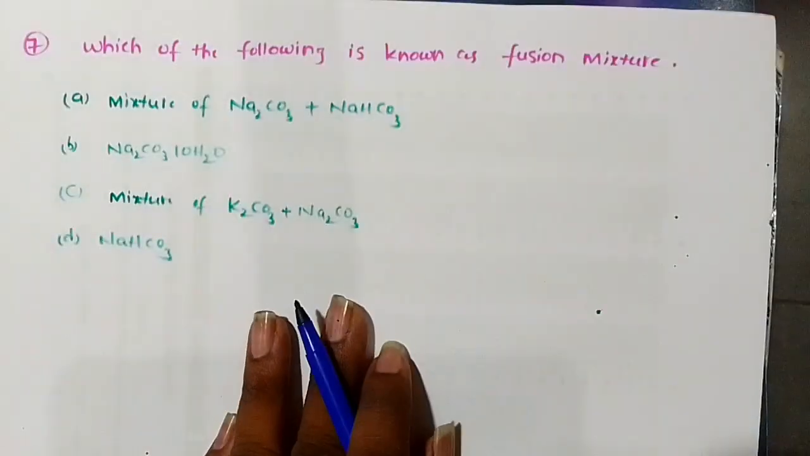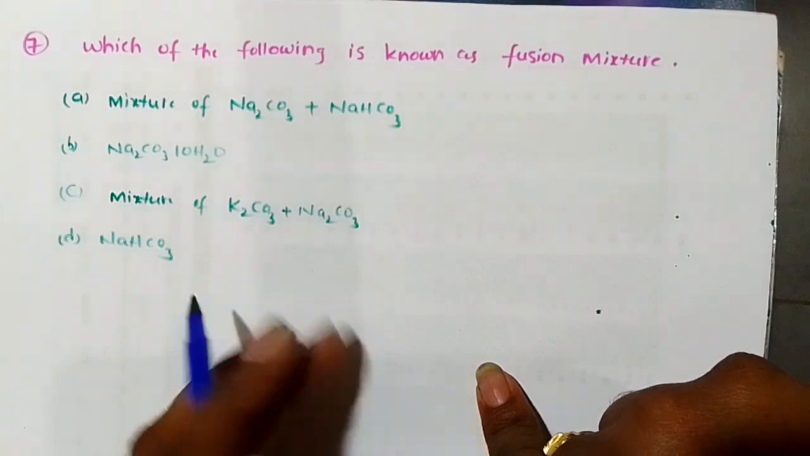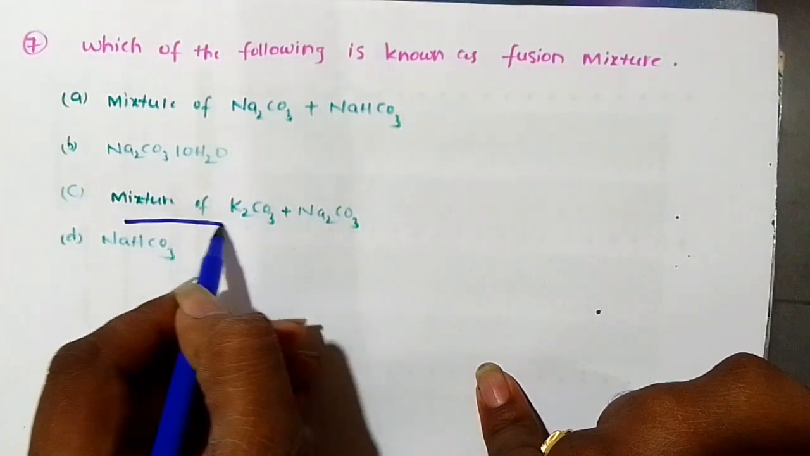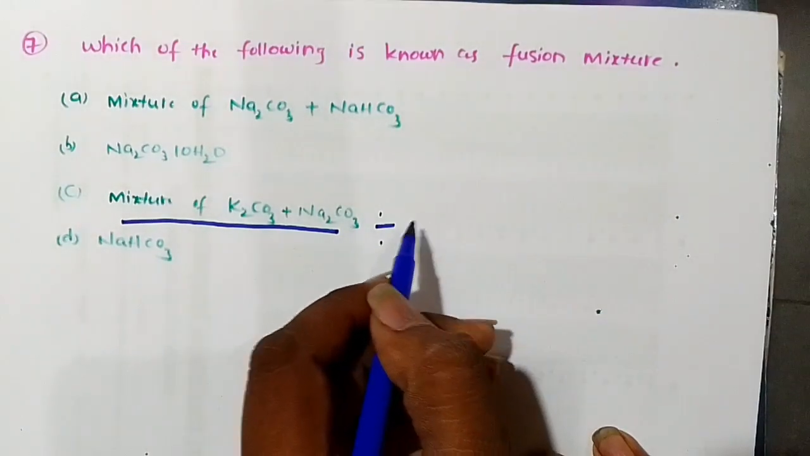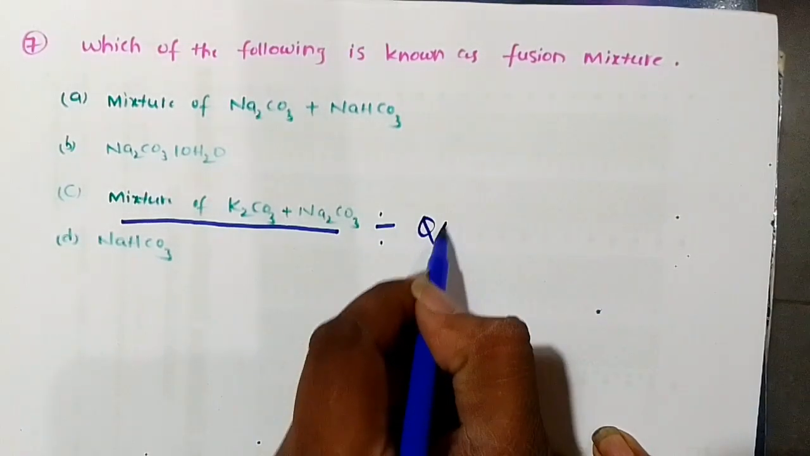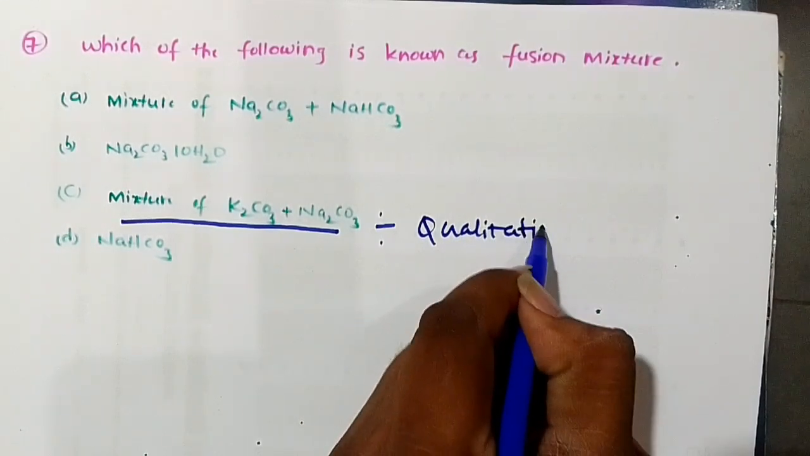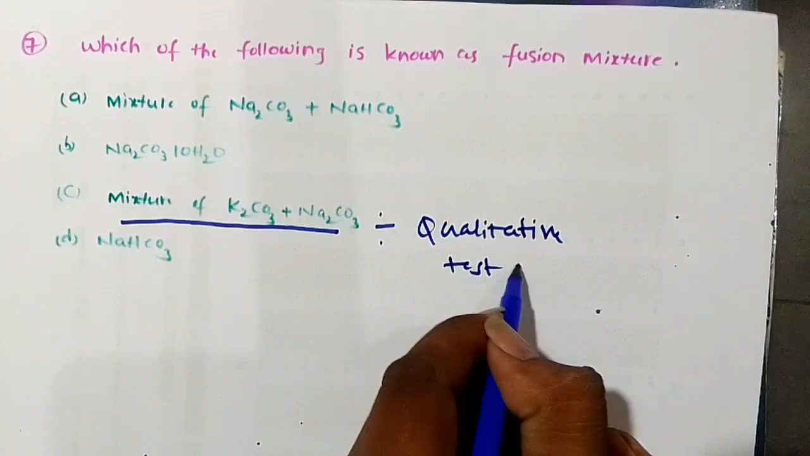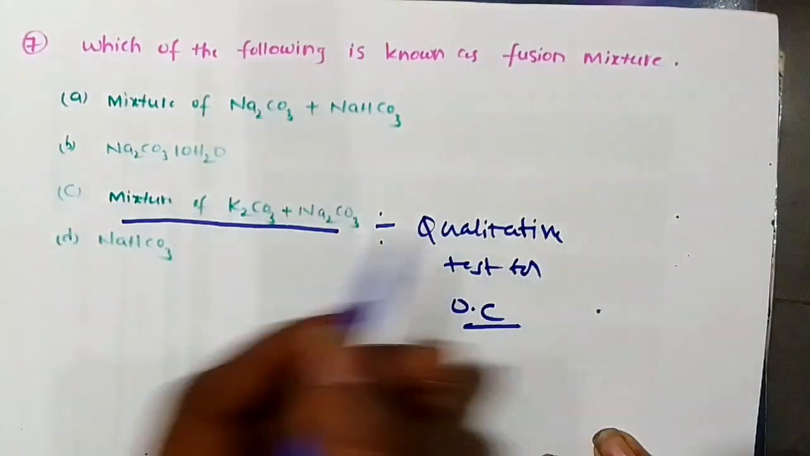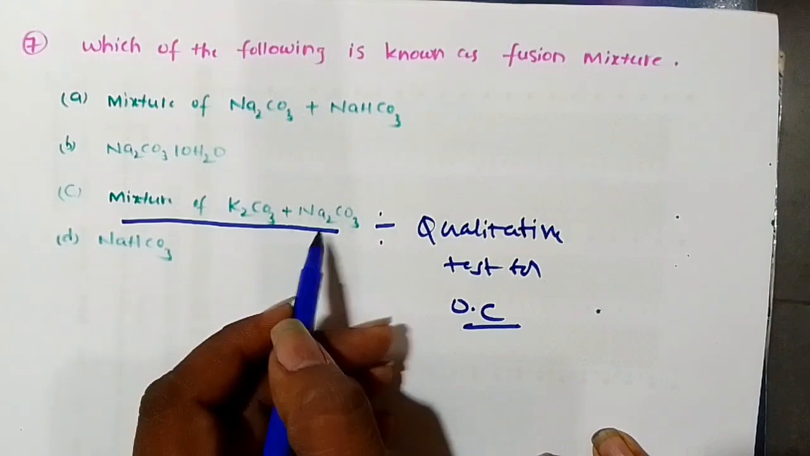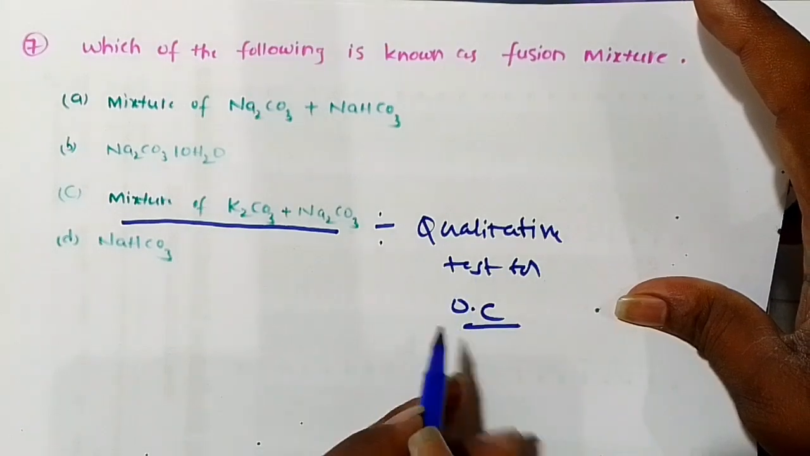Now coming to question number 7. Which of the following is known as fusion mixture? The mixture of potassium carbonate and sodium carbonate is known as fusion mixture. It is used for the qualitative test for organic compounds. That is fusion mixture.